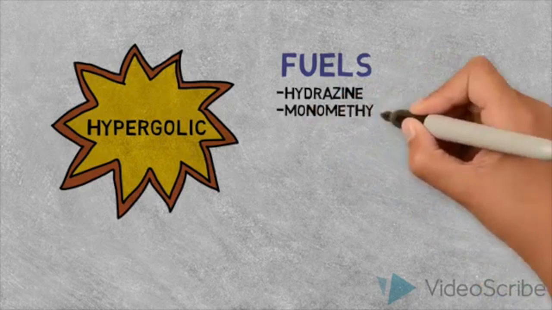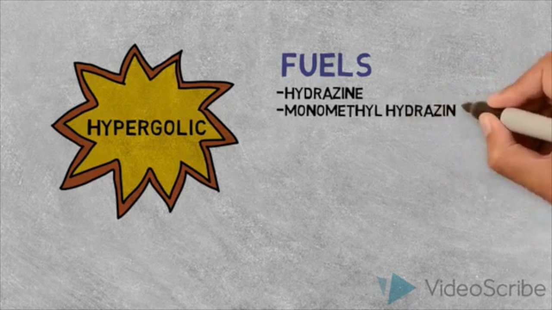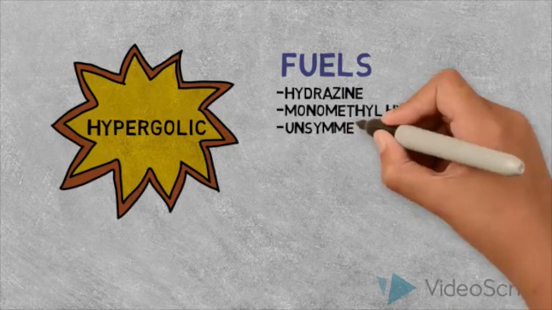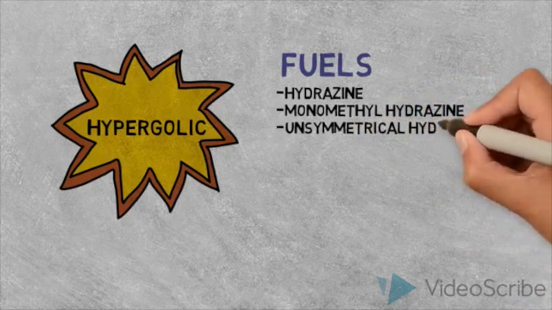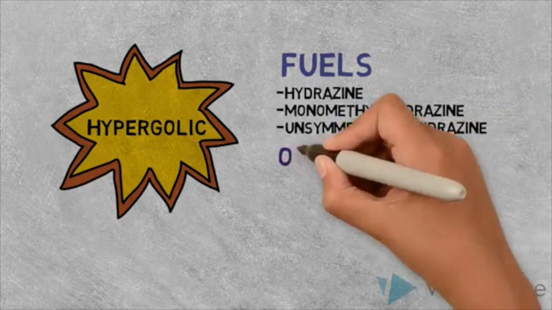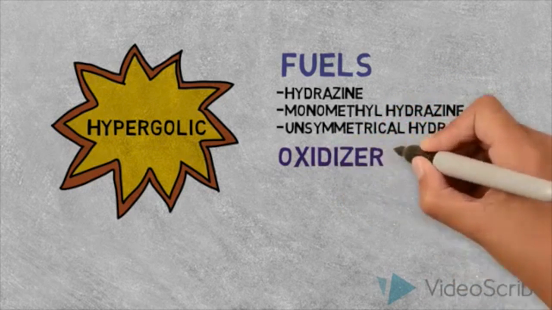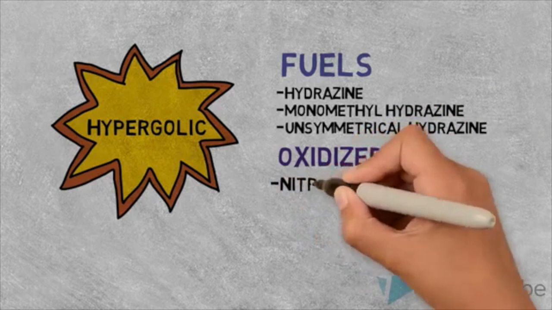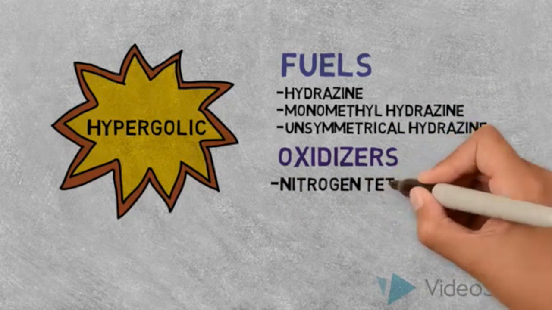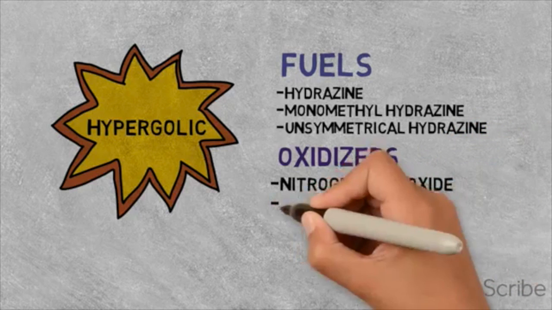Hypergols are highly toxic and must be handled with extreme care. Hypergolic fuels most commonly include hydrazine, monomethylhydrazine, and unsymmetrical dimethylhydrazine. The oxidizer is usually nitrogen tetroxide or nitric acid.